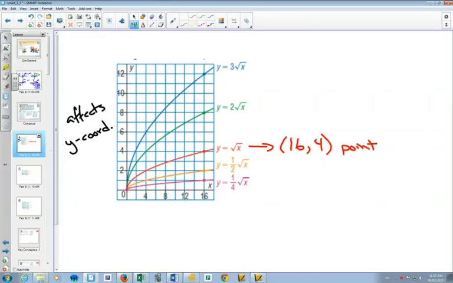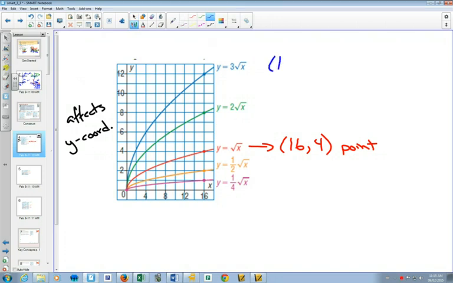So on our square root graph, one of the points is (16, 4). You could find that out by plugging in 16 for x and evaluating it. You would get y equals 4. What we're going to do for each of these graphs is show what changes.